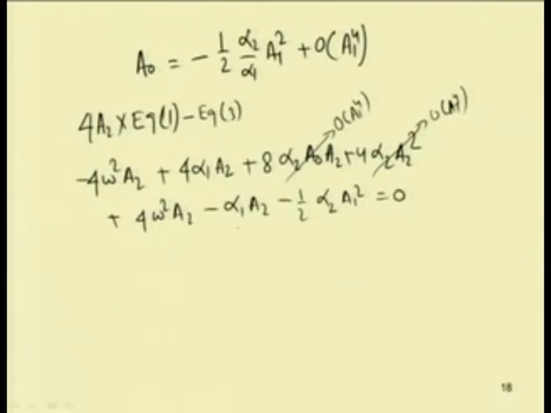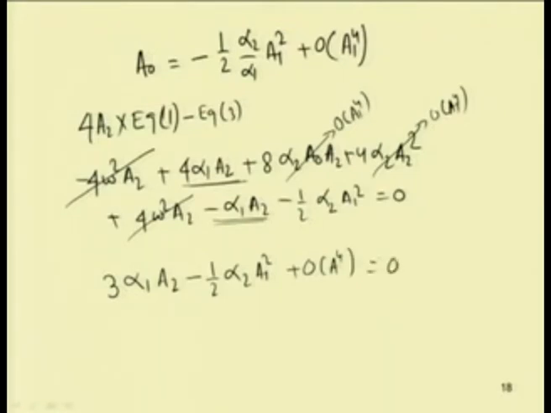So, minus 4 omega square a2 plus 4 omega square a2 cancel. Now we have 4 alpha 1 a2 minus alpha 1 a2. So, this becomes 3 alpha 1 a2 minus half alpha 2 a1 square, plus order of epsilon 4th, equal to 0. Or a2 becomes half alpha 2 a1 square by 3 alpha 1. So, this becomes 1 by 6 alpha 2 by alpha 1 a1 square.